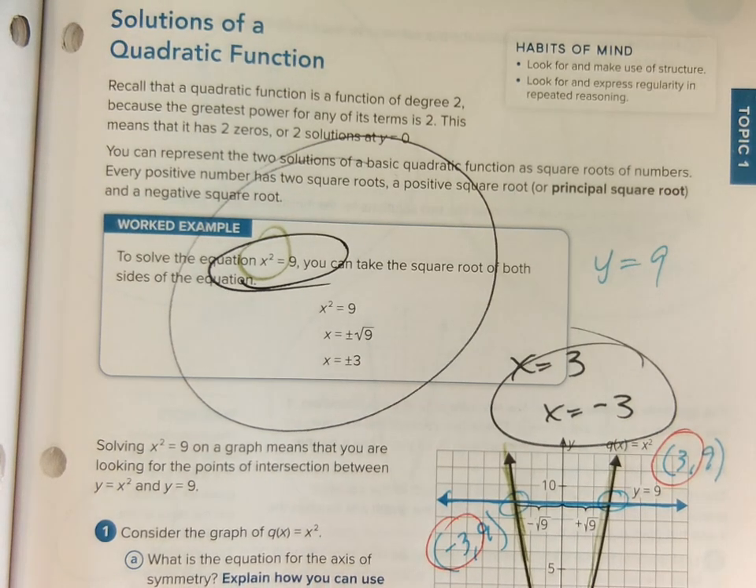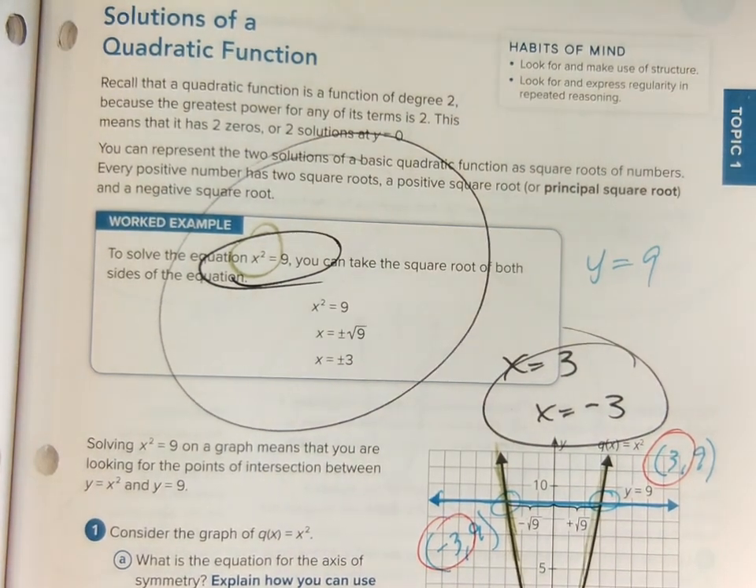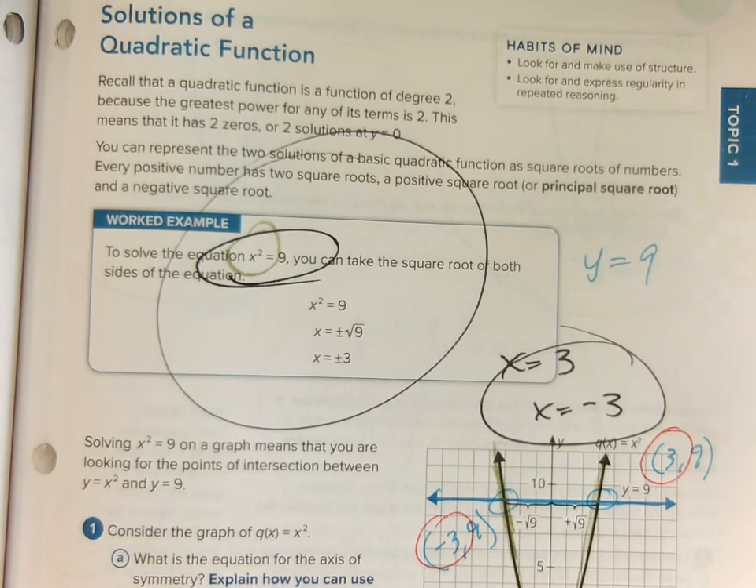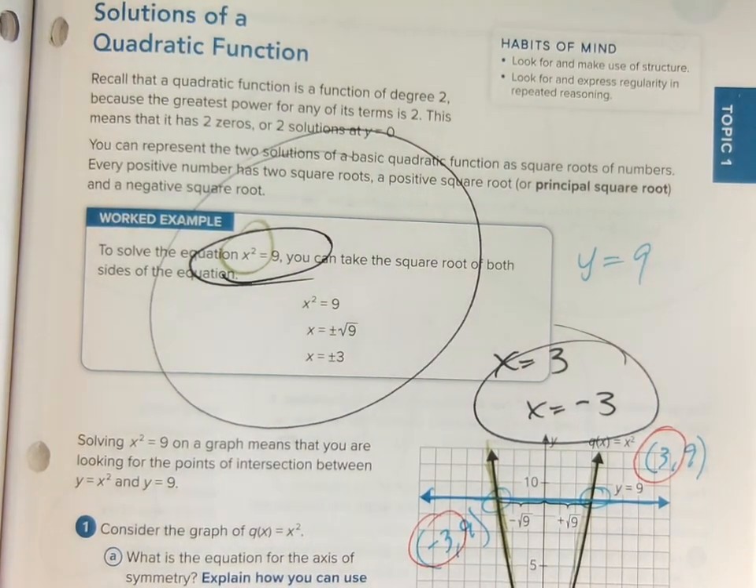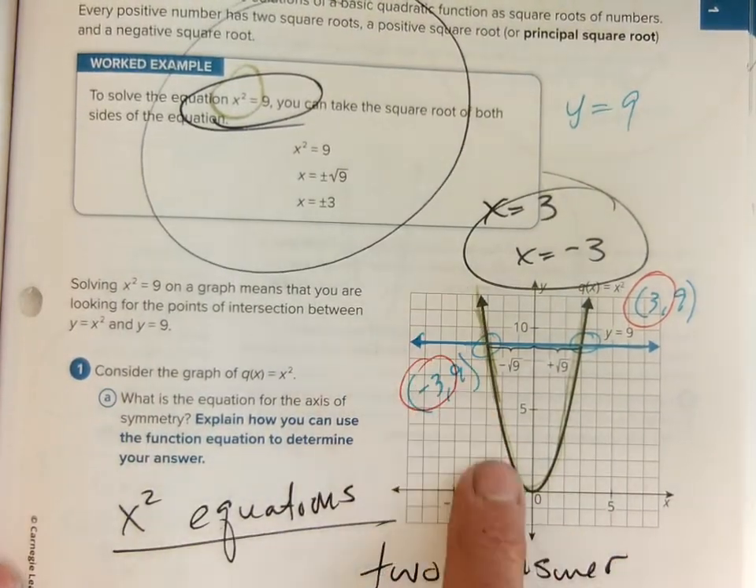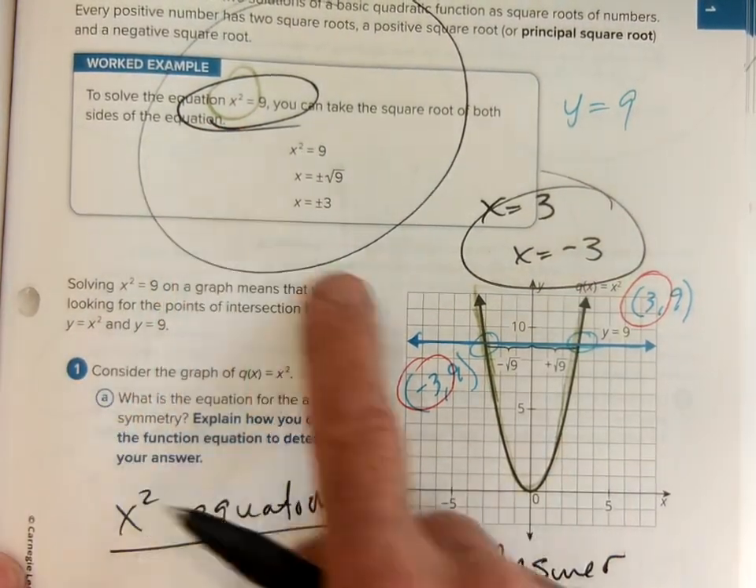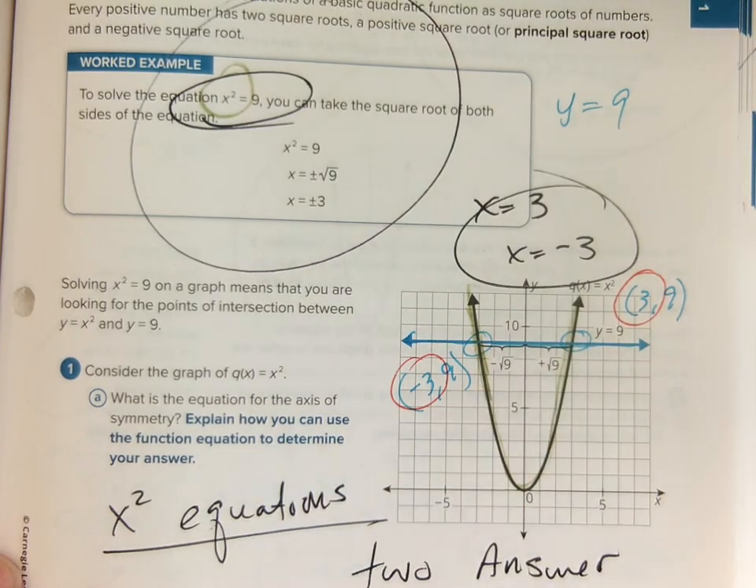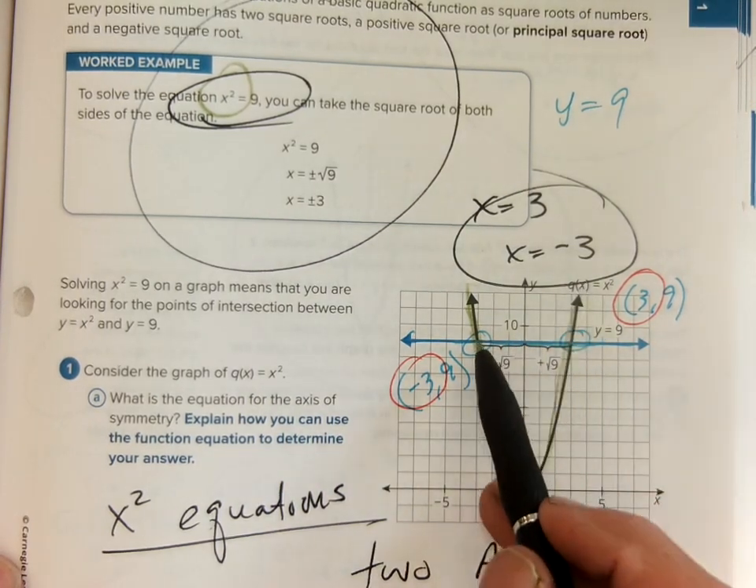Okay, let's recap the lesson today, you guys. I'm on page 707. So we're basically looking for solutions, or the answer, solutions to quadratic functions. So first of all, if we graph x squared, that's our parabola, and y equals 9, what we notice, they intersect twice. They intersect twice, and the x values are the answers.